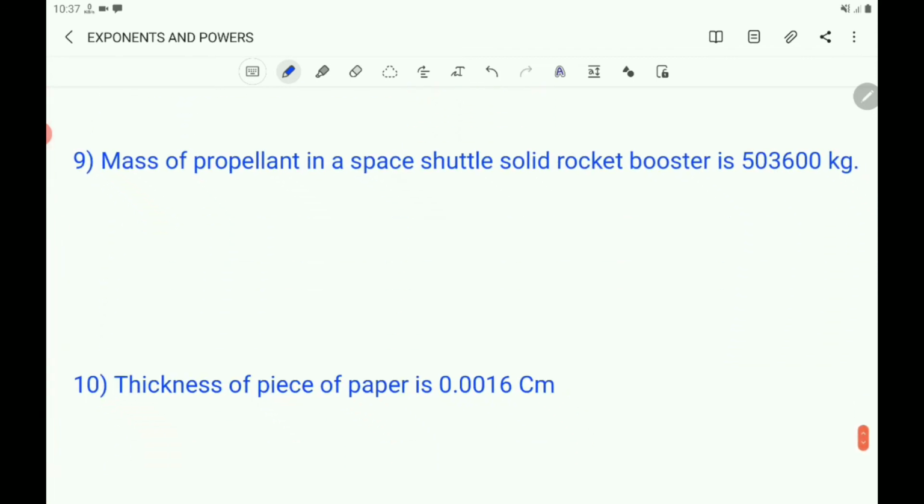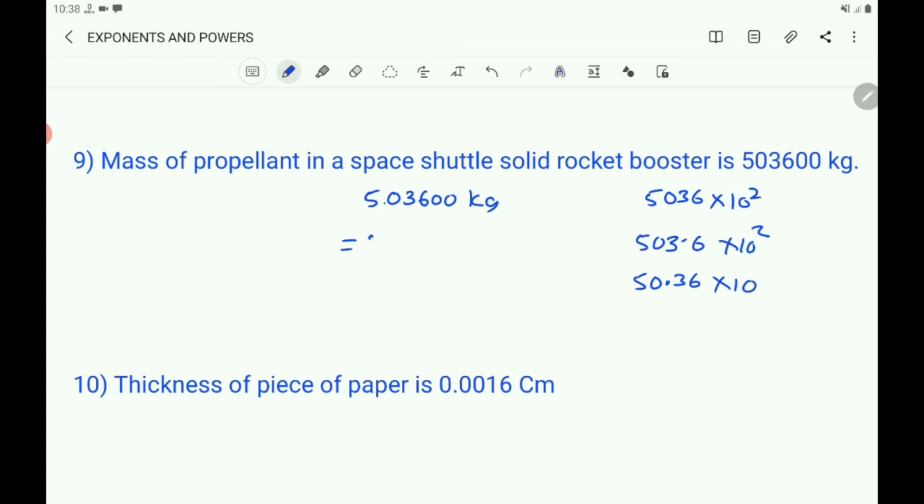Next let us take mass of propellant in a space shuttle solid rocket booster, that is 5,03,600 kg. Now you can express it as 5036 into 10 power 2, or 503.6 into 10 power 3, or 50.36 into 10 power 4. Like this way you can write here, whichever is convenient. So it is 50.36 into 10 power 4 kg. That is okay here.